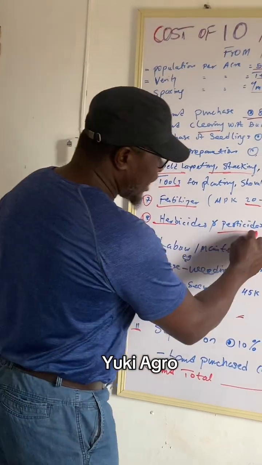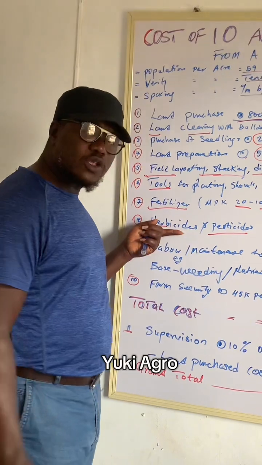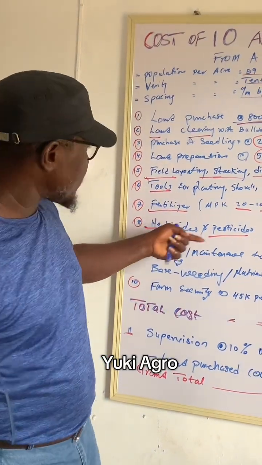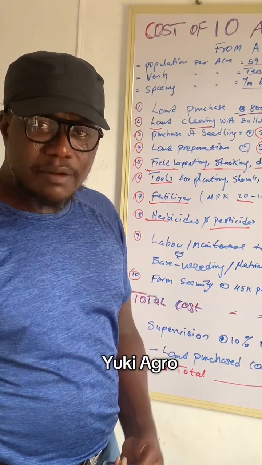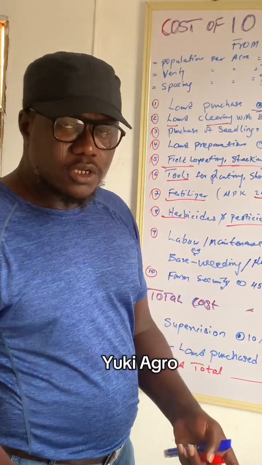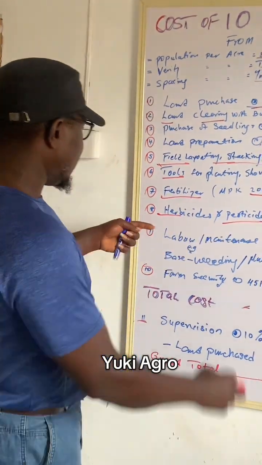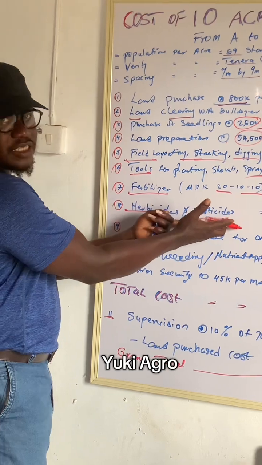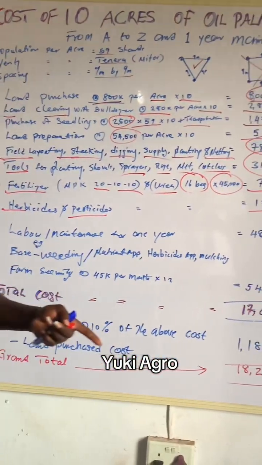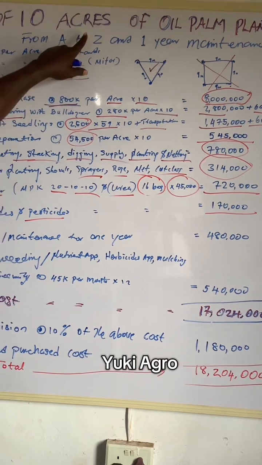Then let's move quickly. You need to have herbicide and pesticide. Herbicide is for the weed control. Those are the chemicals you use to control weed. Pesticide, when your farm is attacked by all kinds of pests, to destroy those palm that you have planted, then you have to apply pesticide. Then the cost to purchase this herbicide and pesticide will give you 170,000 naira for the entire 10 acres.